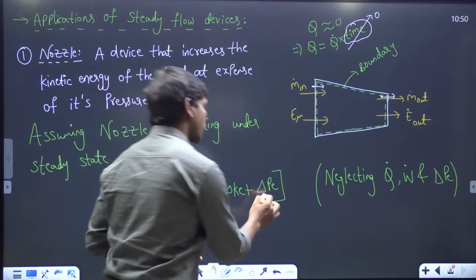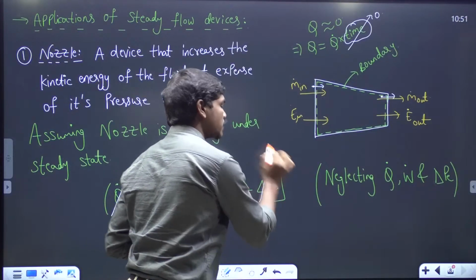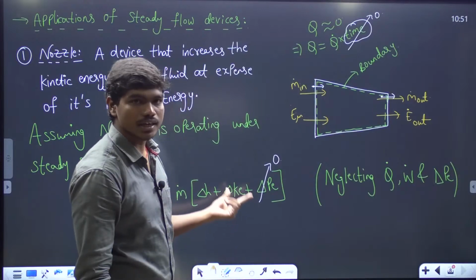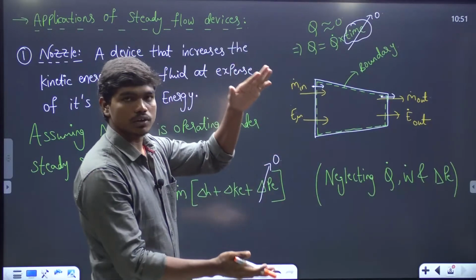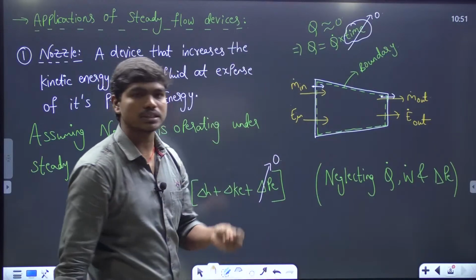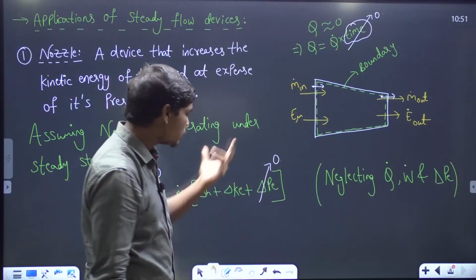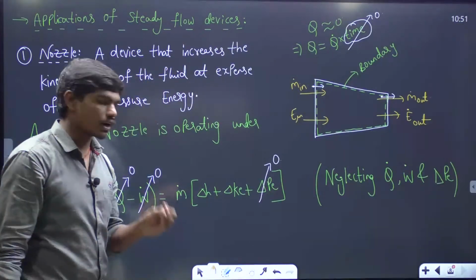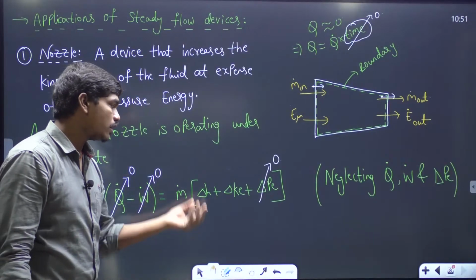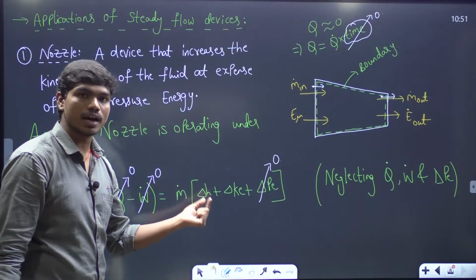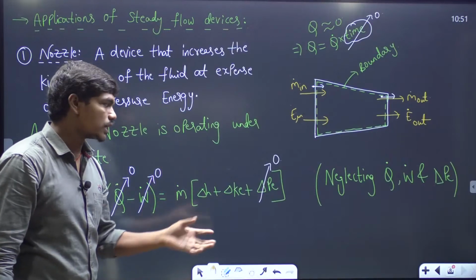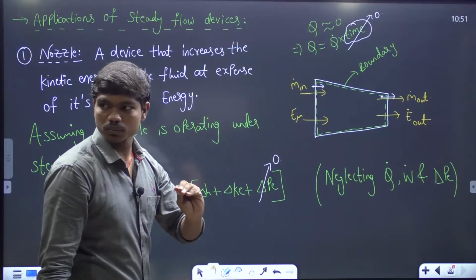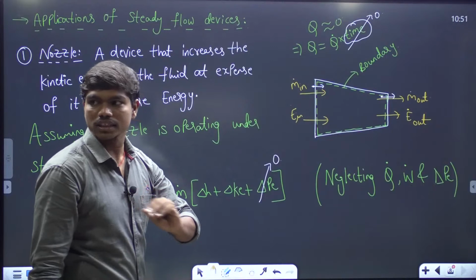Next, neglecting potential energies. This is our assumption actually, because when compared to the enthalpy and kinetic energies involved, the height of the rocket nozzle, or the change in potential energy, is not much concerned with the values. Generally at temperatures in hundreds of Kelvin, enthalpies will be in hundreds of kilojoules. So when compared to these two values, the potential energy is very small and can be neglected from the analysis point of view.